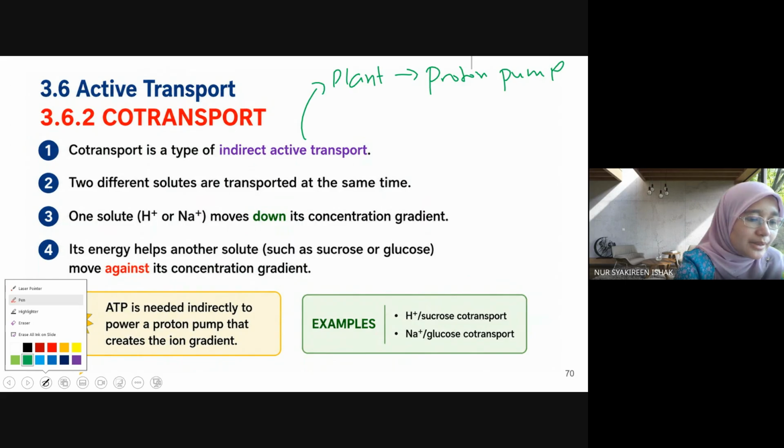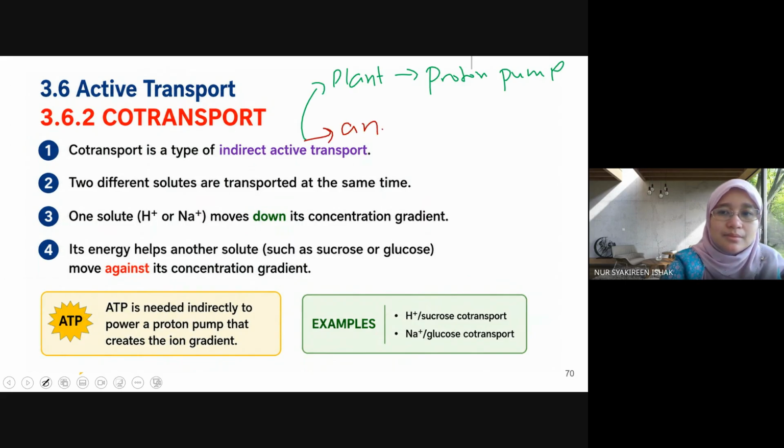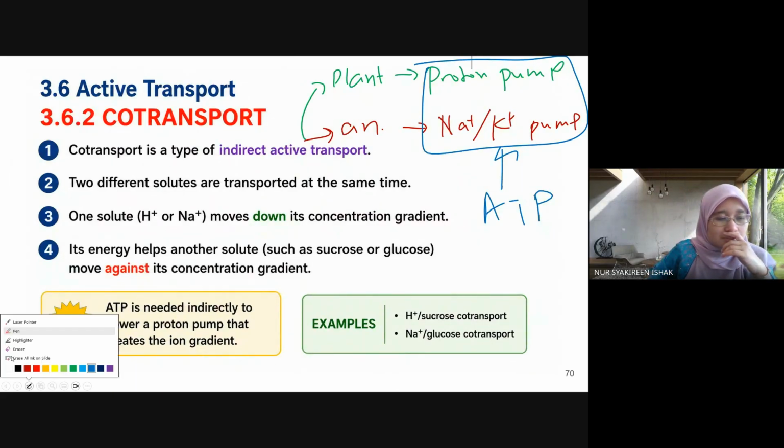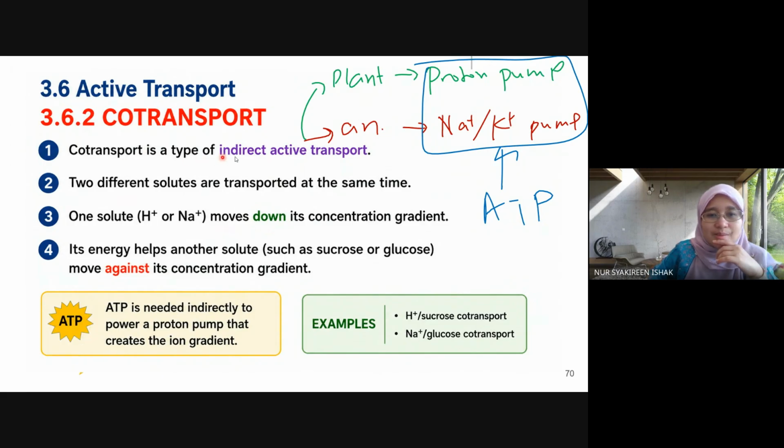For animal, it involves the sodium potassium pump. So these two pumps require energy input from ATP. Nampak ni? Co-transport is a system of indirect active transport, where for plant cell it involves the proton pump, and for animal the sodium potassium pump. So two different solutes are transported at the same time.